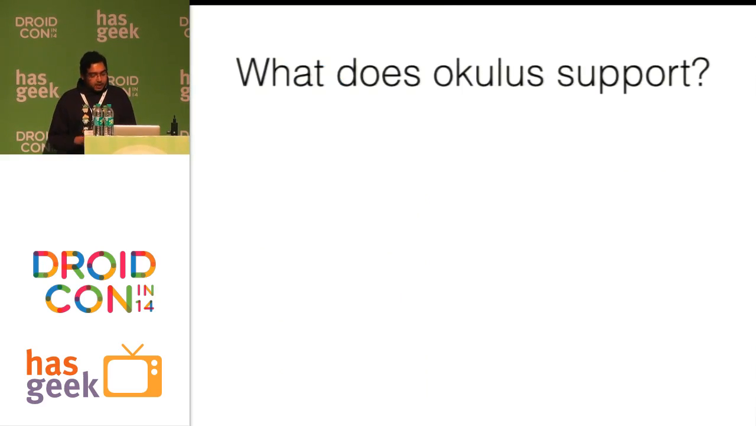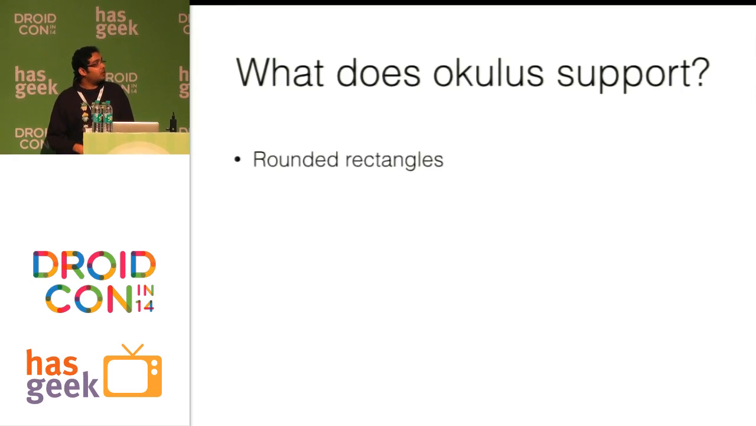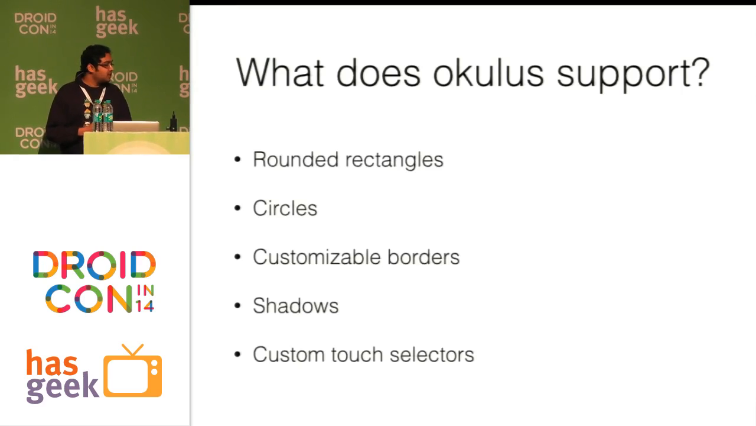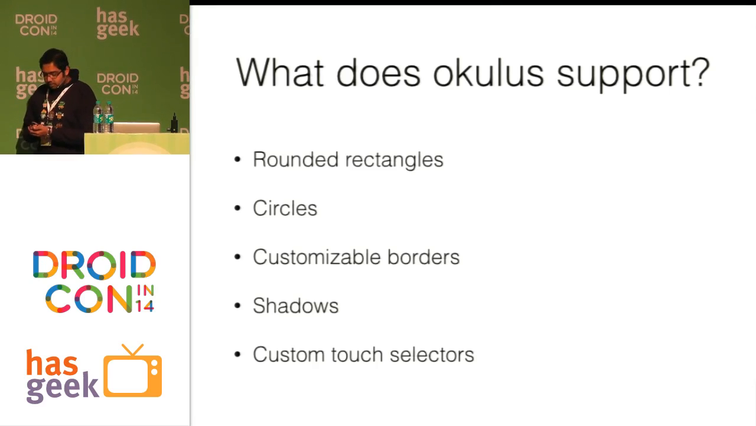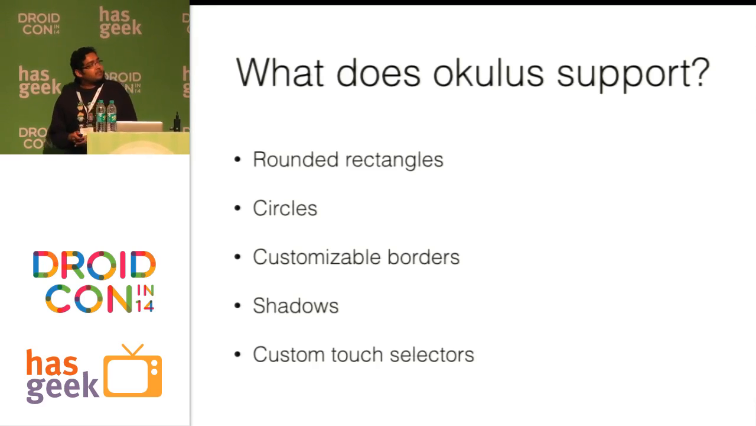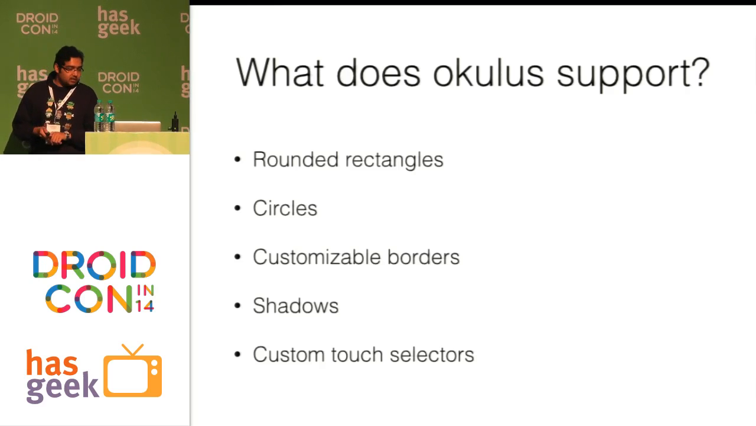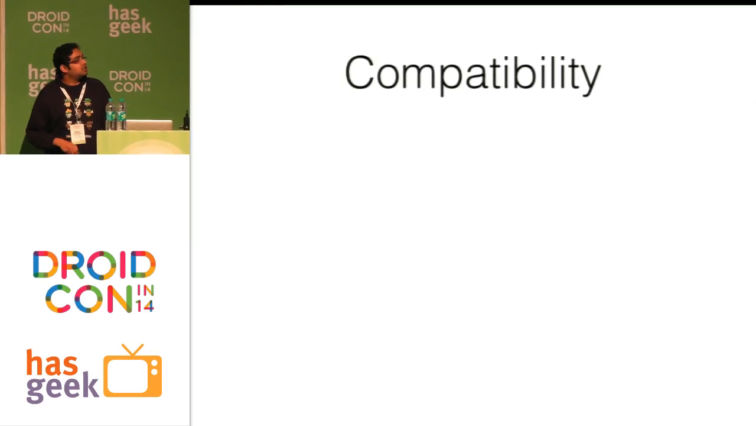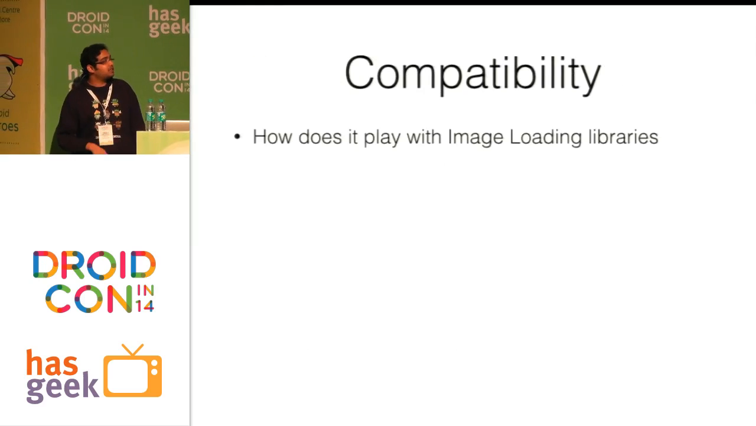So let's take a quick recap of what Oculus supports for now. Rounded rectangles and circles, customizable borders, shadows, and custom touch selectors. Now, all of us cannot be so lucky as to have our images just embedded in the apps. So most of the time, our images will be coming in from the internet. So one very important thing about Oculus, which we kept in mind when developing it, was how do we make sure that it plays well with image loading libraries? So let's talk a little bit about how it works with that.